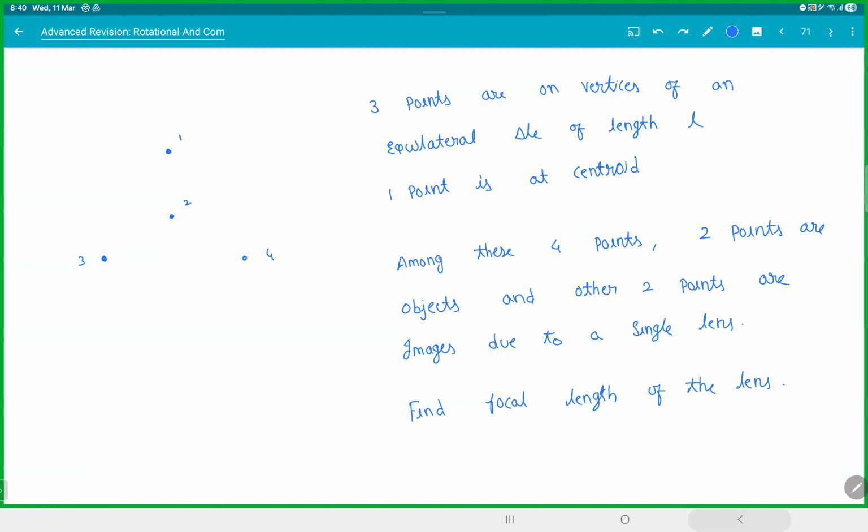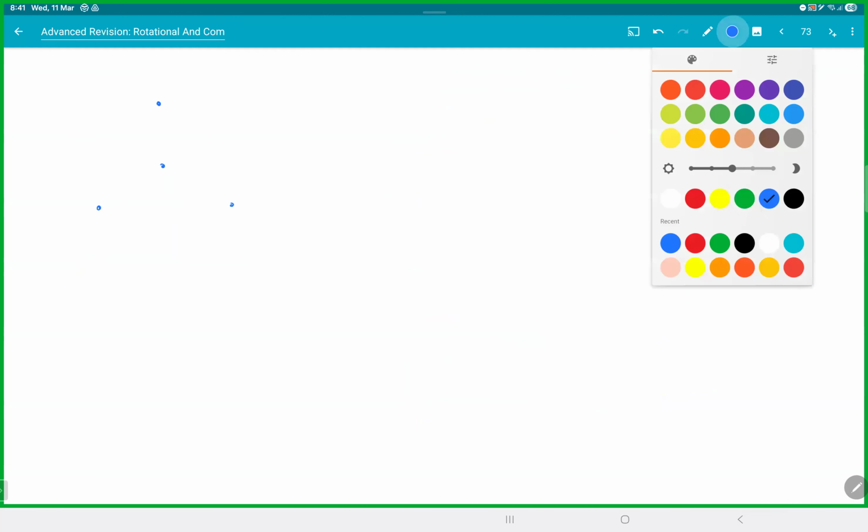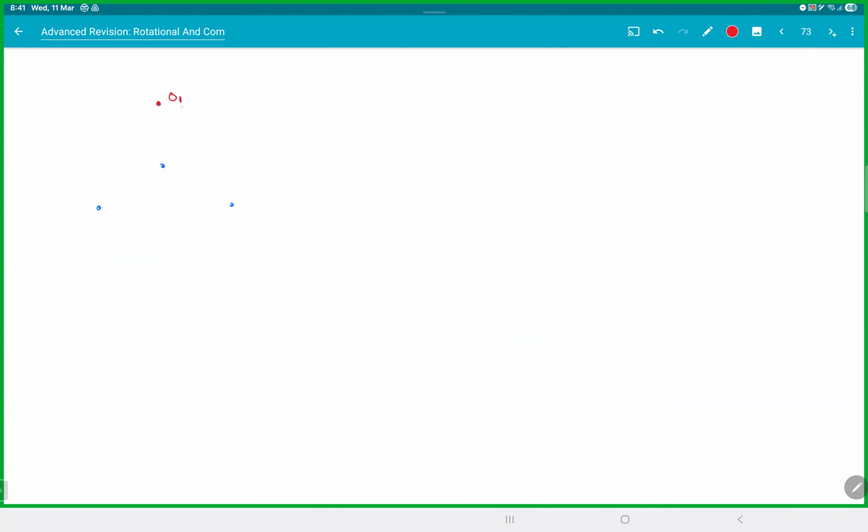First of all, let's think about the possibilities, okay? Let's say this is the object. 4 points now. I'll do one thing, I'll just mark them with red, okay? Let's say this is object 1. This is object 2. So this would be image 1 and this would be image 2. Perfect.